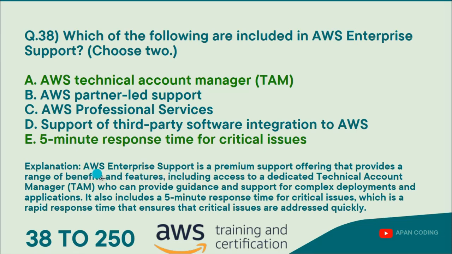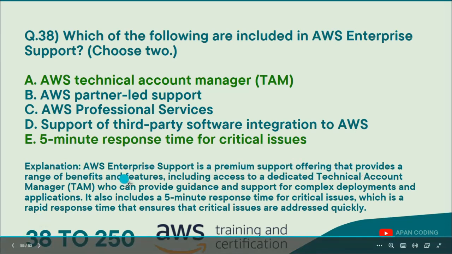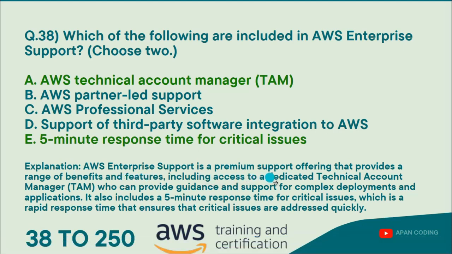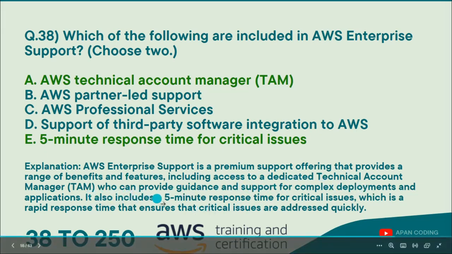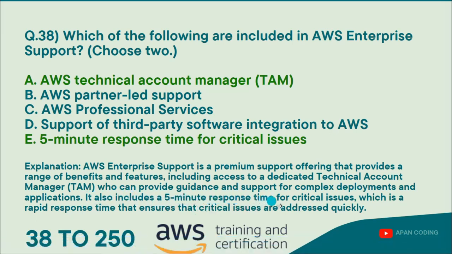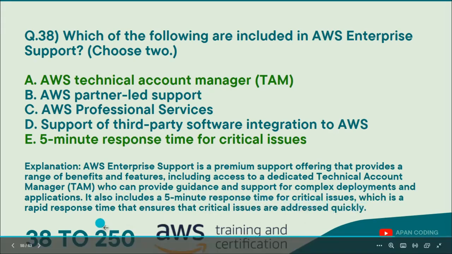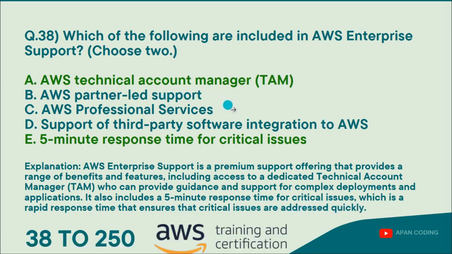So the explanation is here, friends. AWS Enterprise Support is a premium support offering that provides a range of benefits and features, including access to a dedicated Technical Account Manager who can provide guidance and support for complex deployments and applications. It also includes a 5-minute response time for critical issues, which ensures that critical issues are addressed quickly. Because, friends, TAM means your technical account manager, who will help you and be responsible for your critical issues, so issues are addressed quickly.